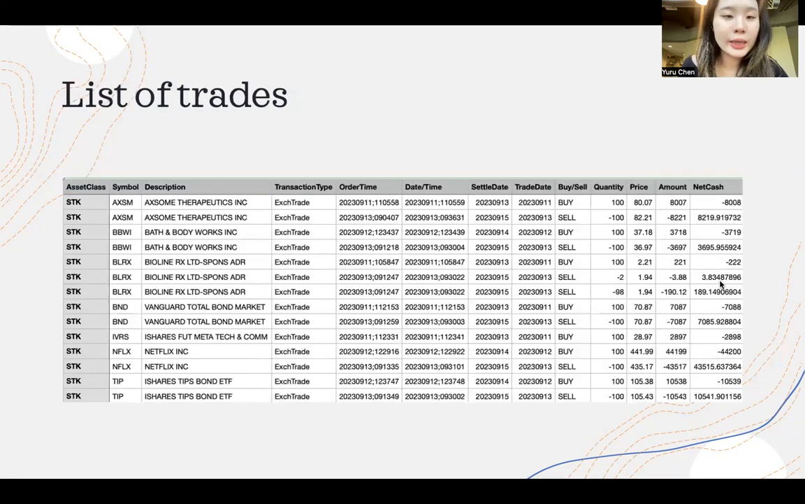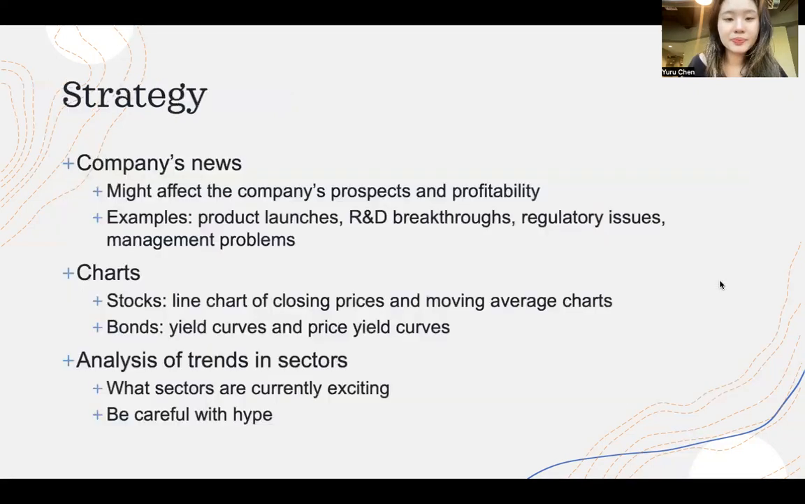So those are a list of trades. For stocks, I bought stocks in pharmaceutical companies and biotechnology companies. I also bought stocks for Bath and Body Works, which is a kind of commodity company that sells fragrance and body soap, things like that. I also have stocks from Netflix, which is my favorite one. And for the bonds, I have Vanguard Total Bond Market. I also have bonds for metaverse technology, and I have TIP.